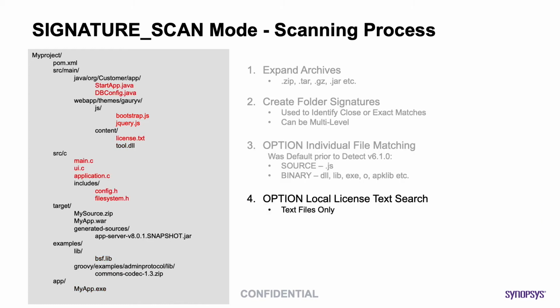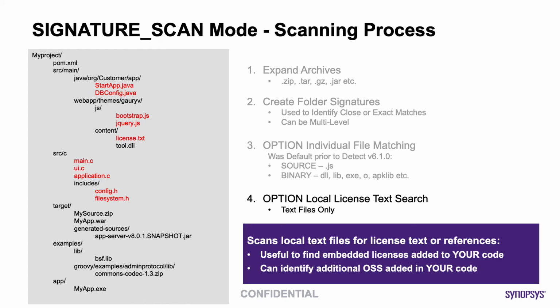There are also two new optional text file searches that can be performed. One is a local license text. Essentially, it looks only at the text files and looks for license text or references, so you can identify that something has been done locally. This is looking at your source, and it's particularly looking for people adding license text to your code, which you may want to know about.